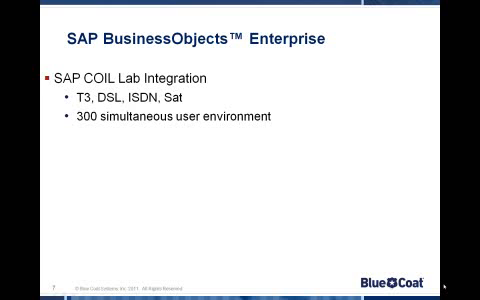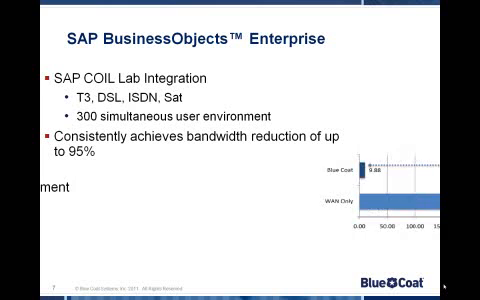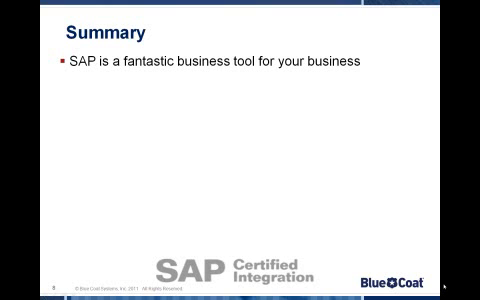And what we've seen is, not only does Proxy SG consistently provide bandwidth reduction of up to 95%, but as you can see from this graph, the response time is almost 41 times faster. So just like SAP's ERP customers, if you're running Business Objects, Proxy SG is your solution. In summary, both SAP's ERP and Business Objects are an incredible business tool for your business. They increase efficiency, serve up core business operations, and integrate business processes across diverse environments.